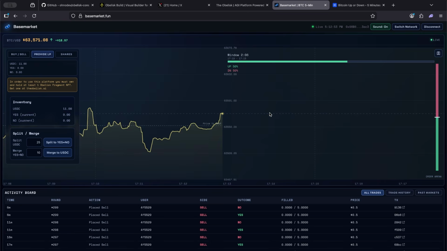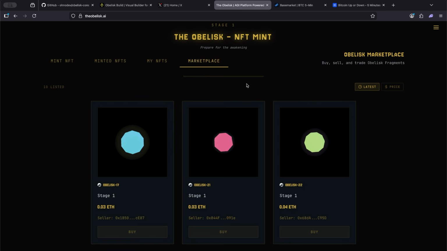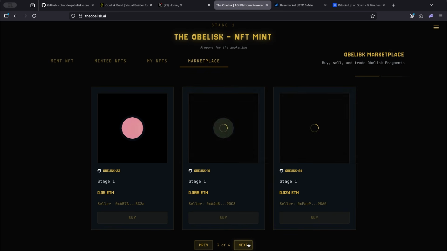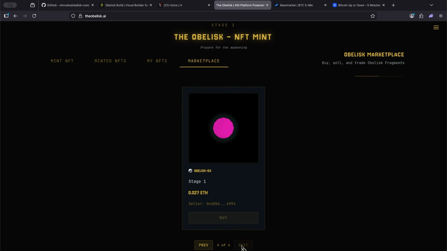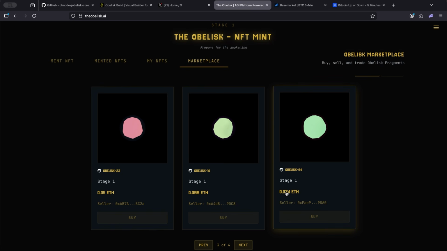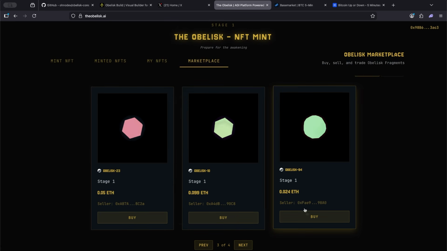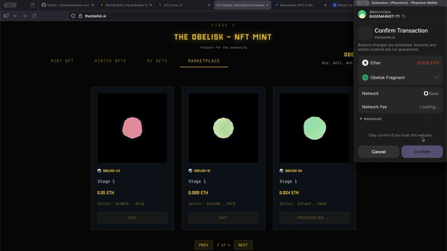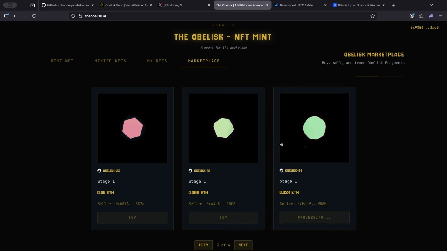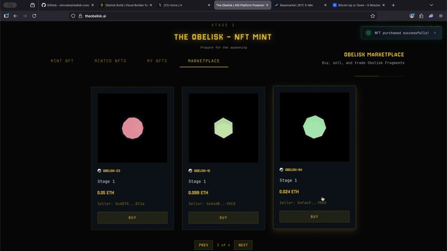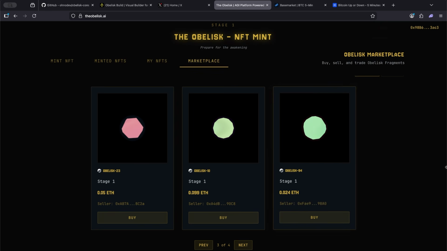So if you guys want to try this closed alpha right now, you can go to the Obelisk AI website, and on our marketplace here, you can find an NFT if you want to grab one. You can also sell it right after, but I believe we have an NFT here listed at 0.024. So just connect your wallet, and at this point, you can just press buy. It's going to send the ETH, and you're going to get back the NFT. So once it confirms, you see the NFT was purchased, and it will disappear from here.